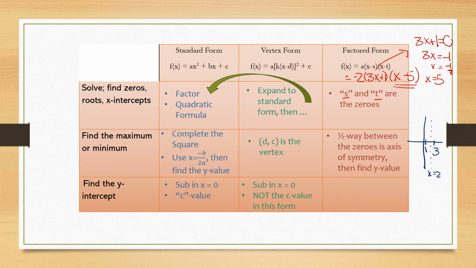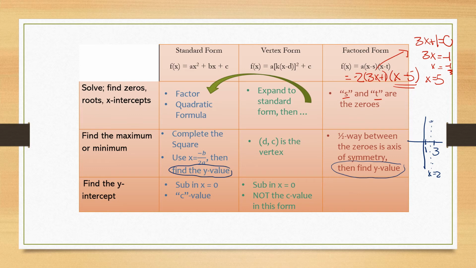Maybe it will be up here, and that would mean the graph would open down. Maybe it would be down here. But to find that, you sub in. So once you find the axis of symmetry, same thing that we had over here, you have to then find the y value by subbing in.